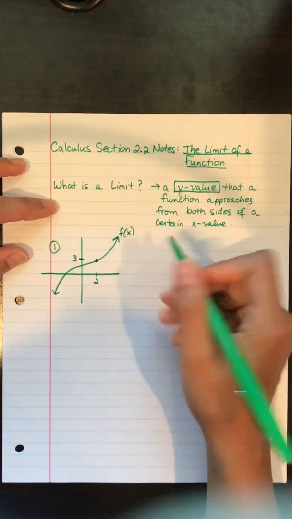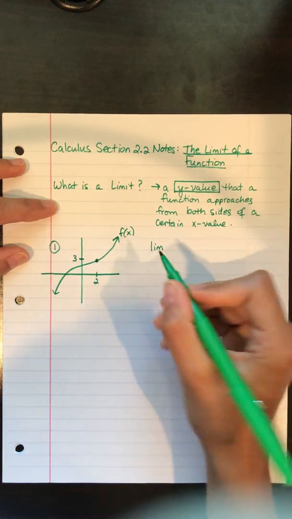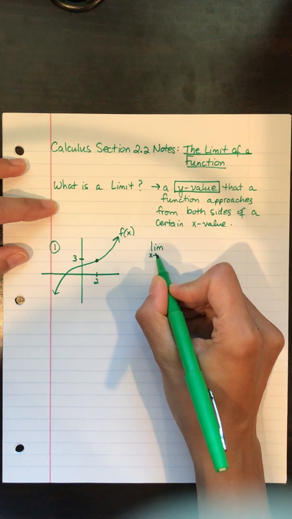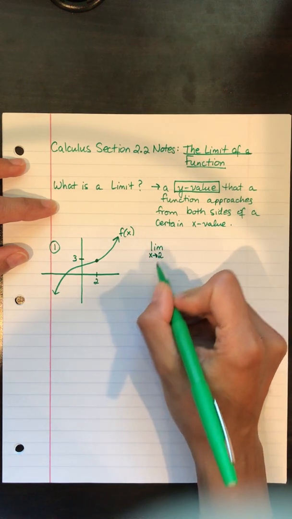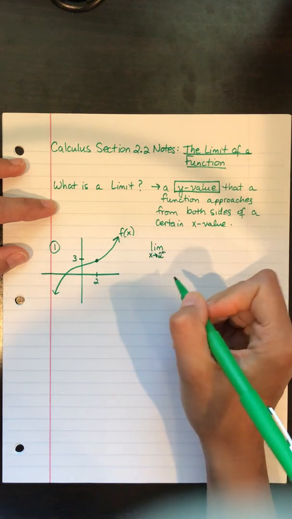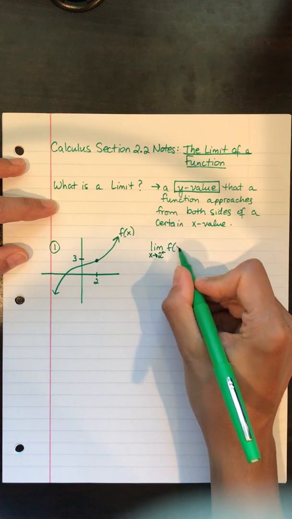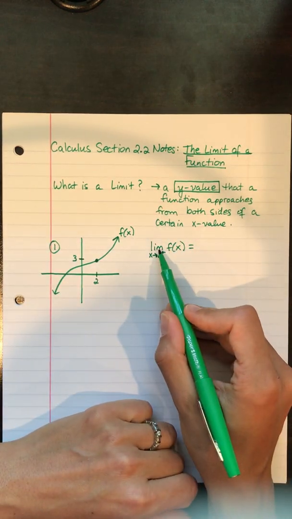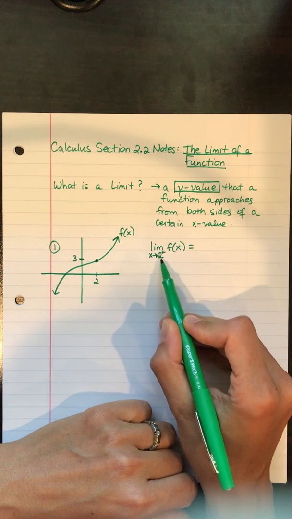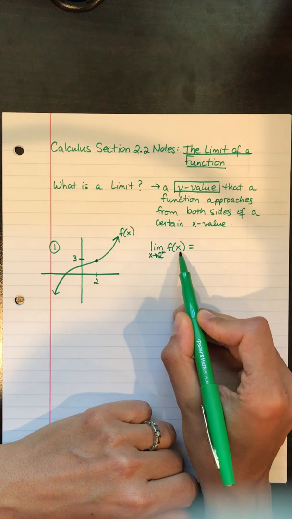So what I'm going to ask you is this. LIM is short for limit. There's going to be a little tiny thing down here. This means x approaches 2. This little plus sign is going to mean from the right of f of x. So the way you read this is the limit as x approaches 2, the little plus sign means from the right, of this function f of x.